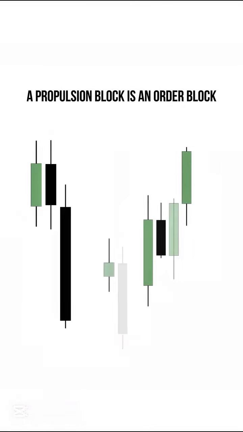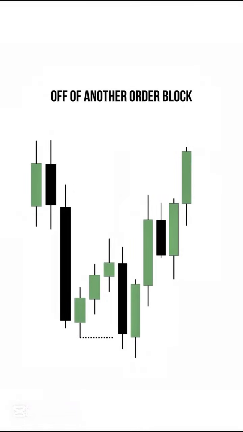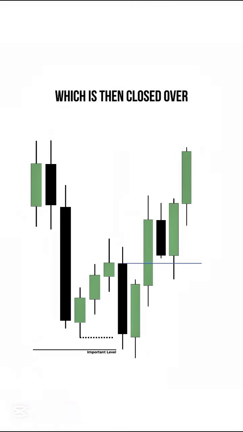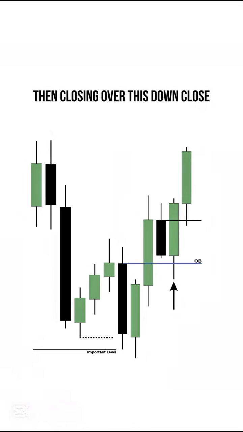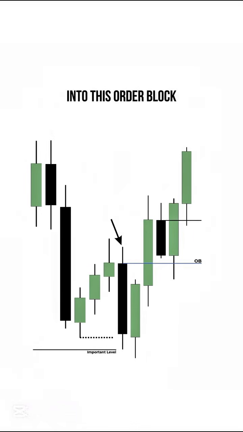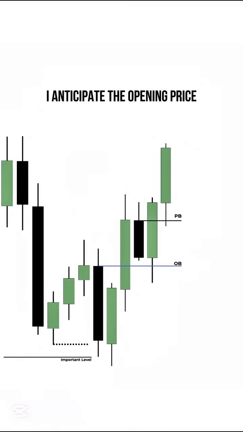A propulsion block is an order block off of another order block. So for this example here, we have a down close candle into an important level, which is then closed over, validating it as an order block. Then price retraces and reaches into this order block, then closing over this down close or series of down close candles into this order block. That then creates a propulsion block. Now, with a propulsion block, I anticipate the opening price to be very sensitive. I do not want to see price break the mean threshold of a propulsion block.